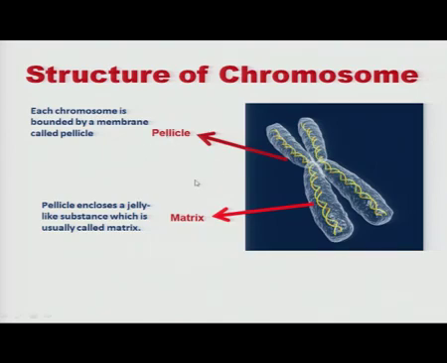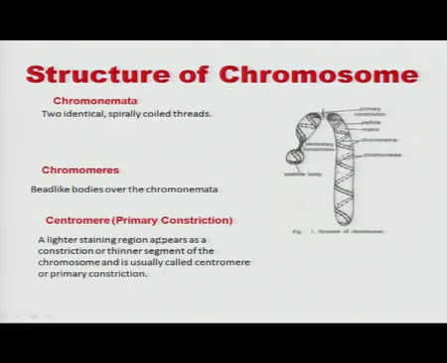So, the pellicle is the bounding membrane which gives the structure that appears during the M phase of the cell cycle. Next, the thread-like structure in the chromosome is considered chromonemata. Chromonemata are two identical spirally coiled threads, and on the chromonemata you can find bead-like structures, which are called chromomeres.